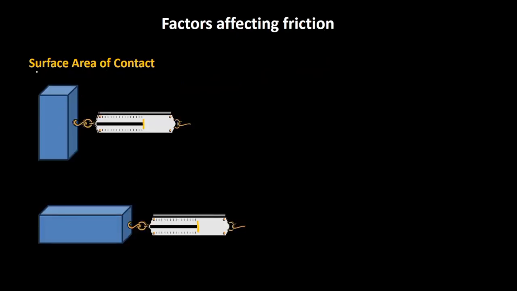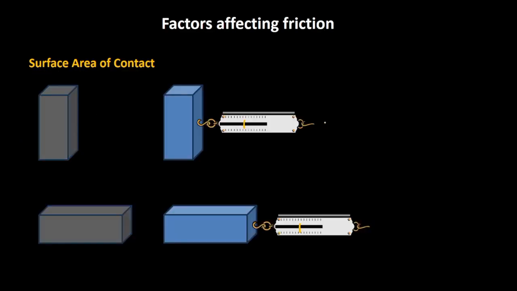So now let's try to understand how the surface area of contact affects friction with the help of this particular activity. Now here I have the same box but in two different positions, position number 1 and position number 2. Now as I am applying the force on these boxes, there would be some reading in the spring balance, and the reading would reflect the opposition forces. So the opposition force in this case is the frictional force.